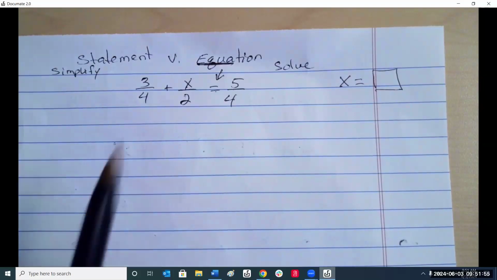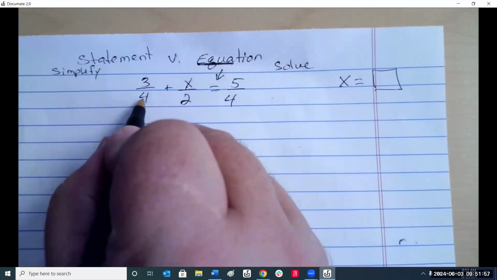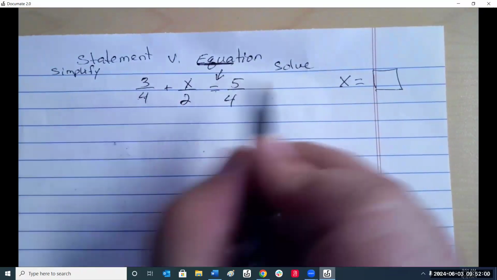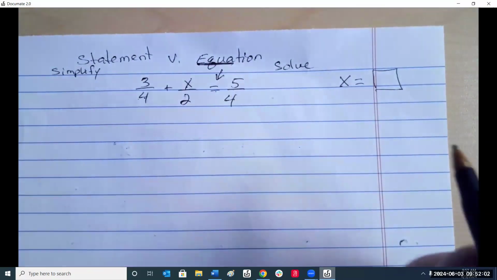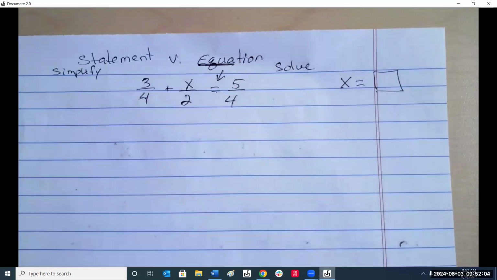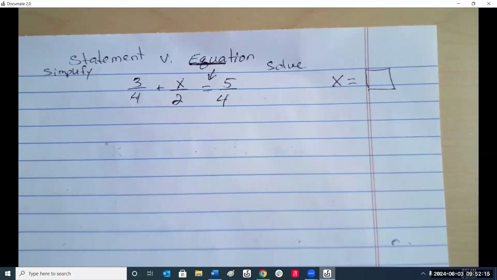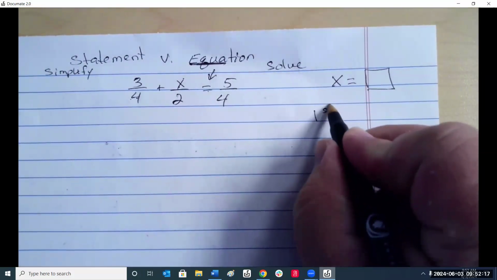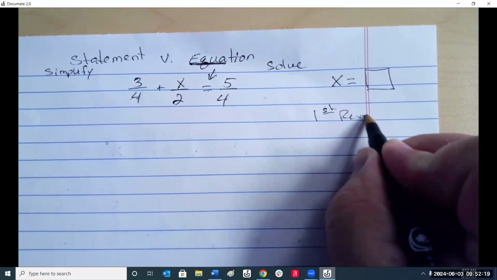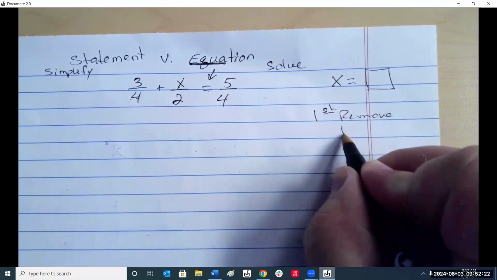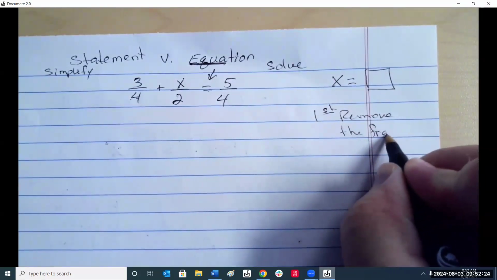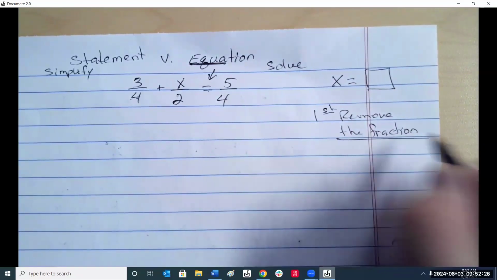But then now, what if we had 3/7? Then you subtract 3/7 by 5/4. Now we have to go through a whole new scheme to subtract fractions. What do you have to have? A common denominator. So that's a whole other step. Whenever you have fractions and equal signs, first step, remove the fraction.